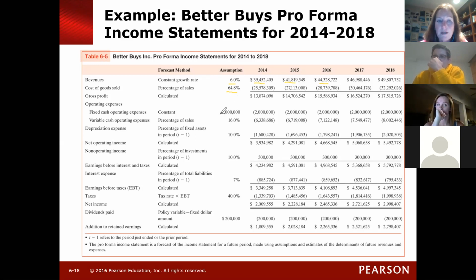For our operating expenses, our fixed expenses, we're looking at no change in them over time. They're staying at a set $2 million. Our variable operating expenses are staying at a stable 16% over time. You'd have to look historically at what they've been, either take an average or assume that you're projecting a number going forward. Our depreciation expense has been steady at about 10%, so assume it's 10% of your fixed assets. So when you have done your balance sheet and you project it forward on your balance sheet, 10% of that becomes your depreciation expense to get to your net operating income.